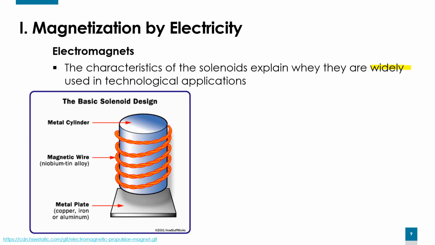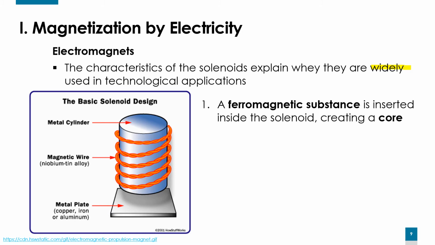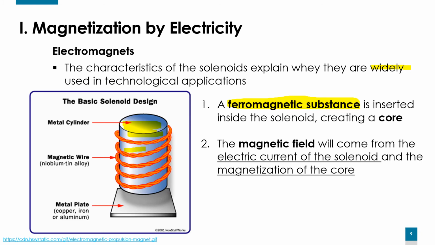So here there is a basic solenoid design, as you can see. This is made of a ferromagnetic substance. Remember, a ferromagnetic substance contains nickel, iron, or cobalt. And this substance is inserted inside the solenoid. So here is the metal inside, the ferromagnet, this blue part, creating a core, like a nucleus. The magnetic field will come from the electric current of the solenoid and the magnetization of the core, okay.